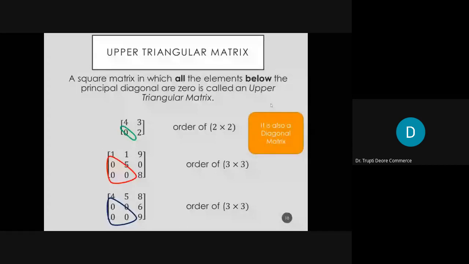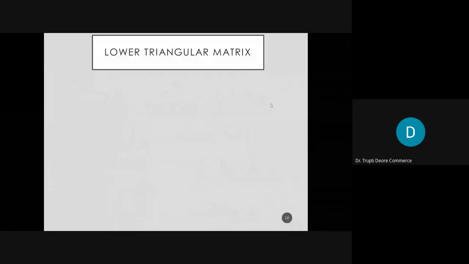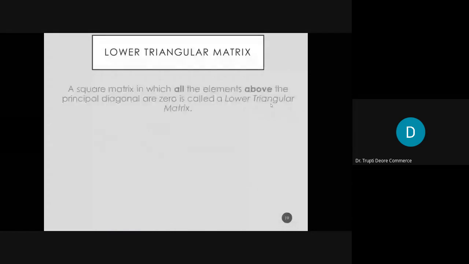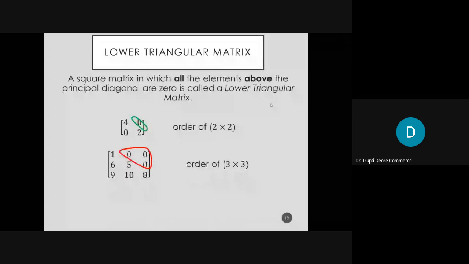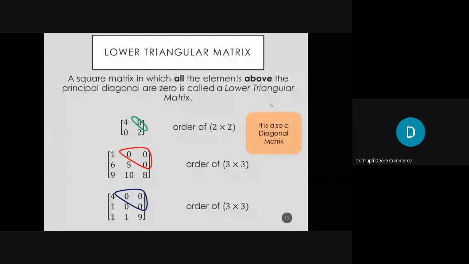Now it's a reverse of upper triangular, that is lower triangular. So what will lower triangular be? All elements above the principal diagonal will be 0. So let's see, take out the same here 0, right? Upper, so here 0. Here also all elements 0. So it's a lower triangular matrix. It is also always a diagonal matrix.